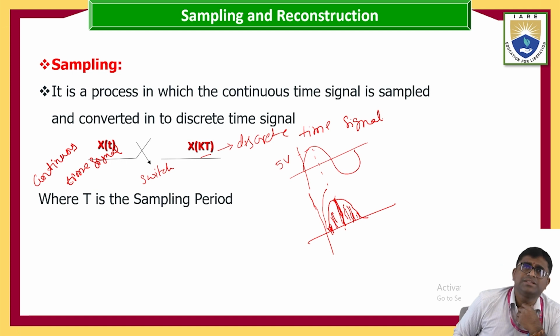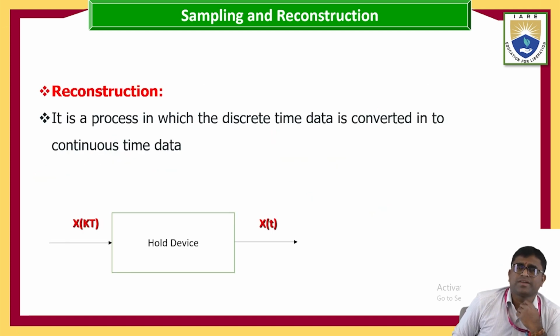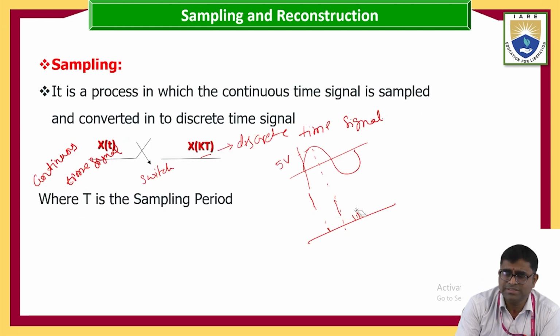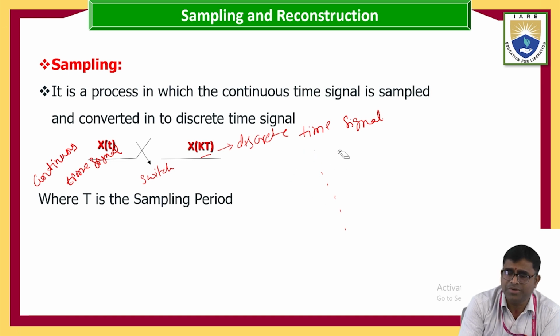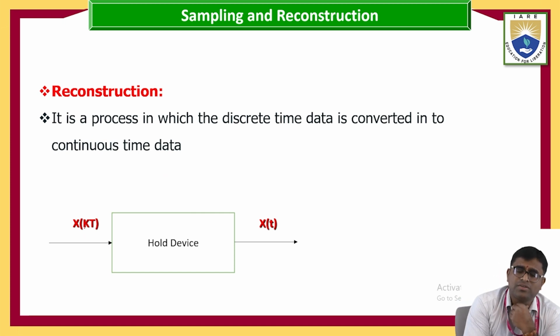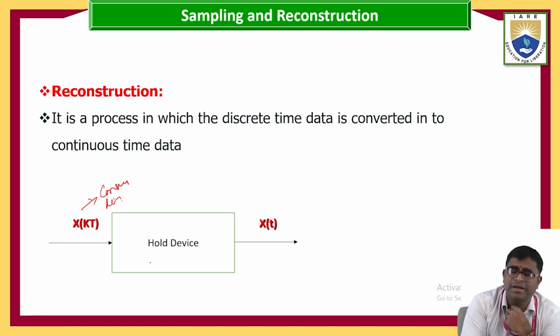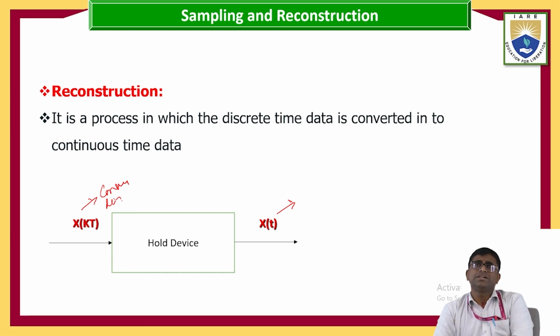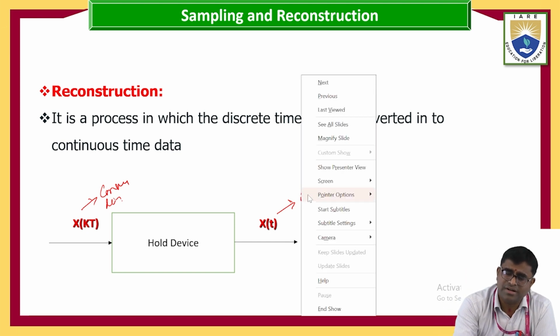This is sampling. Next is reconstruction. Here I have taken the samples, and now I am going to convert these samples through the reconstruction part. The discrete signal, which is the computer output, goes to the hold device, and the hold device gives the sample signals. So it is a process in which the discrete time data is converted into continuous time data.